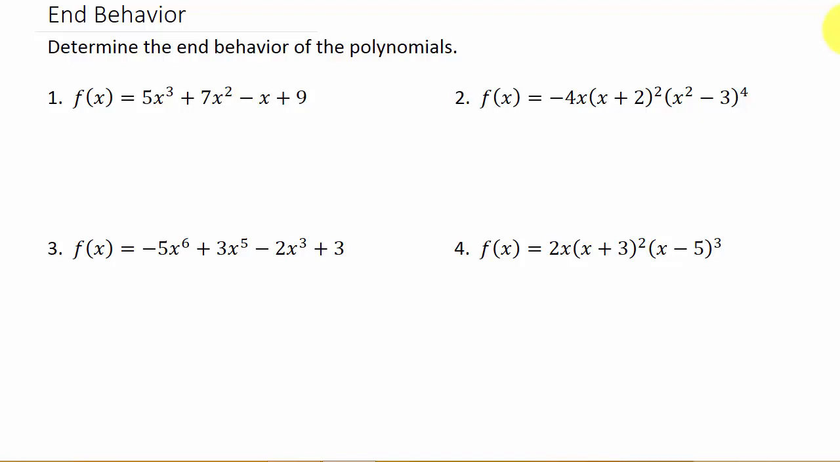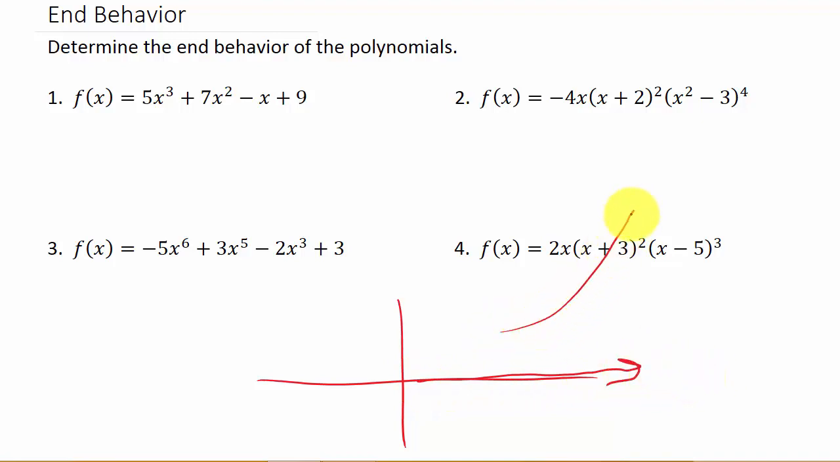Alright, so in this video we're going to look at end behavior of a polynomial. Basically, what we want to know is, as we move this way on the x-axis to infinity, what the y value is doing. As the x values move out to infinity, is the graph going up like this or is it going down? Okay, that's what we're looking for.